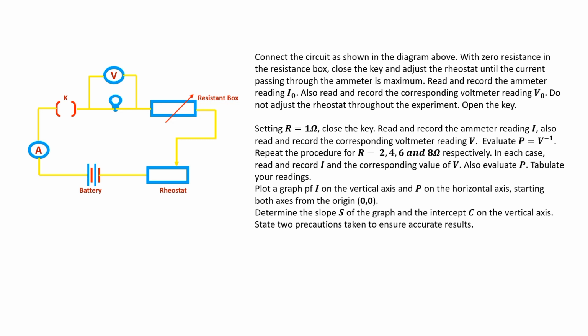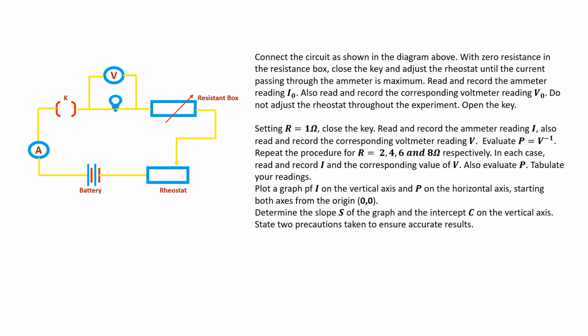in the resistance box. Close the key and adjust the rheostat until the current passing through the ammeter is maximum. Read and record the ammeter reading I naught. Also read and record the corresponding voltmeter reading V naught. Do not adjust the rheostat throughout the experiment. Open the key, setting R to 1 ohm. Close the key, read and record the ammeter reading I. Also read and record the corresponding voltmeter reading V.